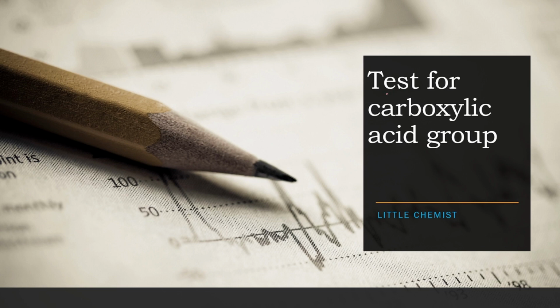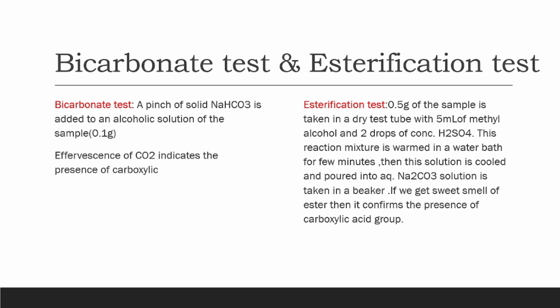Today in this video we will learn how to identify carboxylic acid group that is present in an unknown organic sample. Okay, so let's start our discussion. Basically, there are two types of tests by which we can determine carboxylic acid group in an unknown organic sample. One is the bicarbonate test and another one is the esterification test. So let's start with the bicarbonate test.